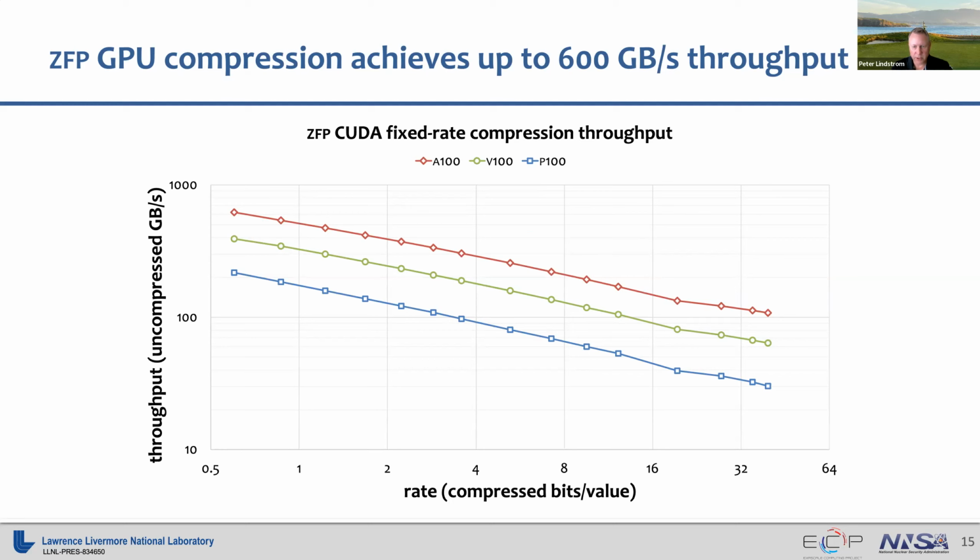Of course, this depends on the rate. The more you compress the data, the faster the compressor is, because you have to output fewer bits at the far right end, and that's really the dominating cost here in CFP.